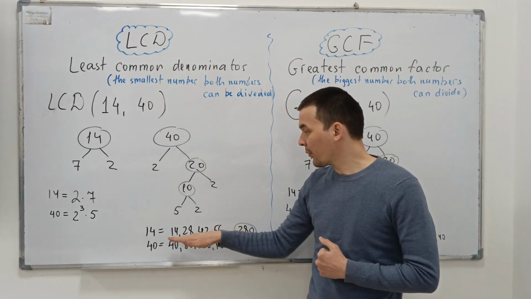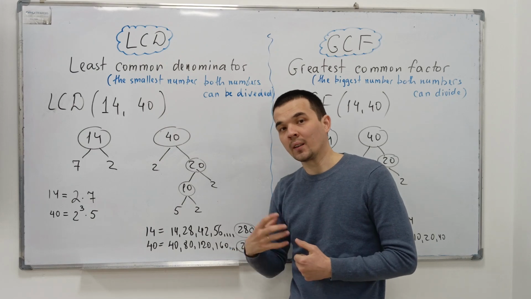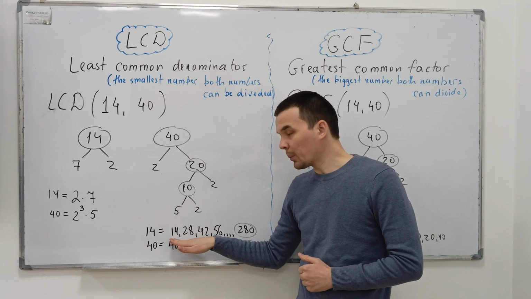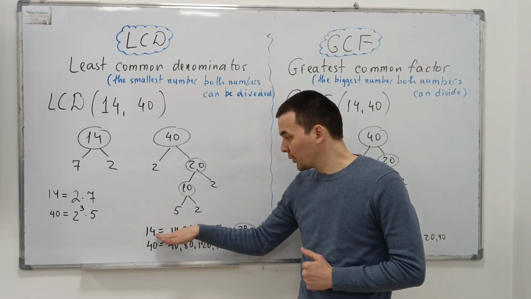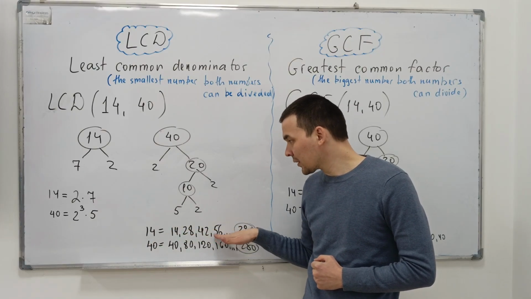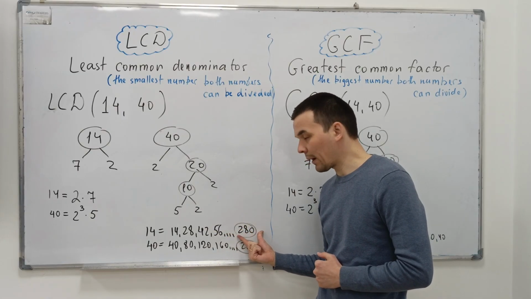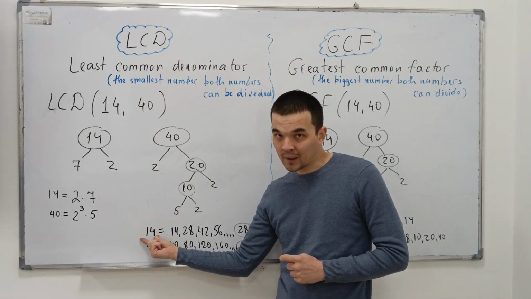Let's write down the number 14 and the numbers which can be divided by 14. The first number is 14, then 28, 42, 56, and so on. However, let's see, we have the number 280 which can be divided by 14.